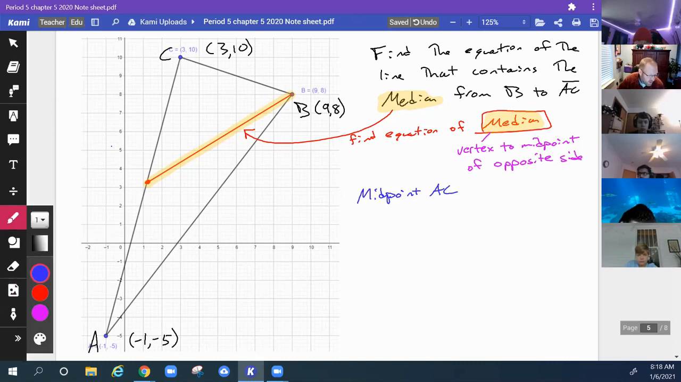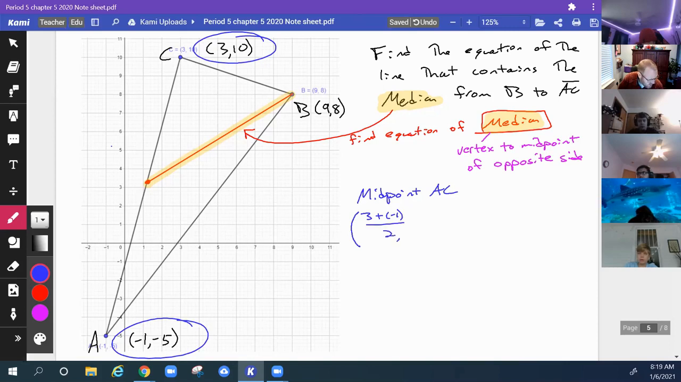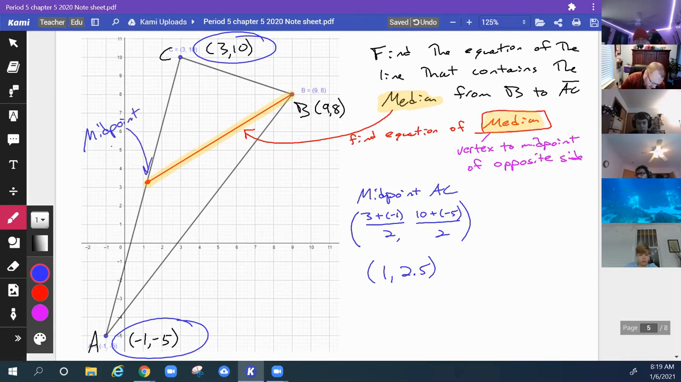The midpoint of AC, you guys should remember the midpoint formula. I'm using these points right here and here. So that's going to be 3 plus negative 1 over 2, and 10 plus negative 5 over 2. These aren't perfect numbers, but this is going to be 1 and then 2.5. So that's what this midpoint is. Remember, this right here is the midpoint, and that is the point (1, 2.5).